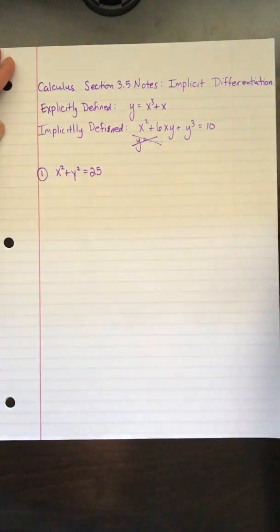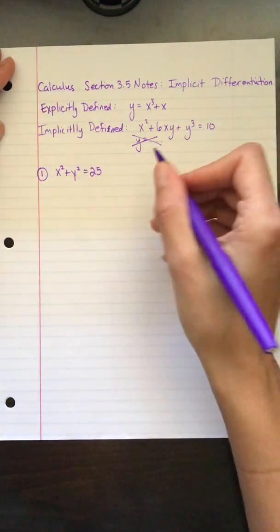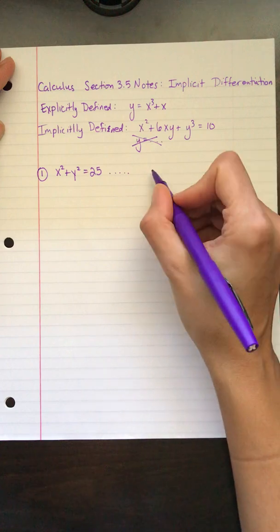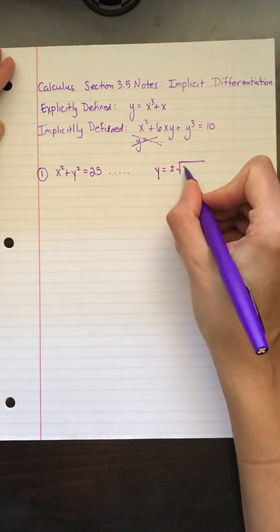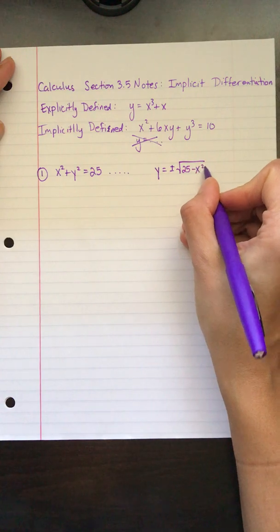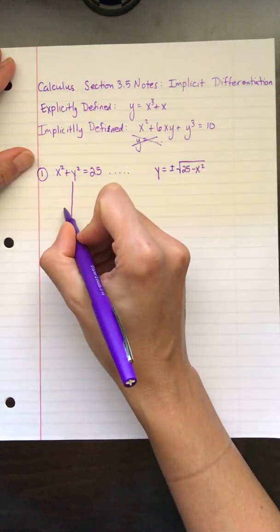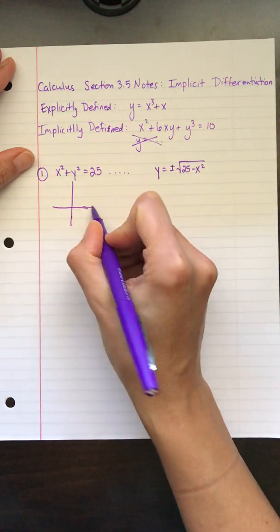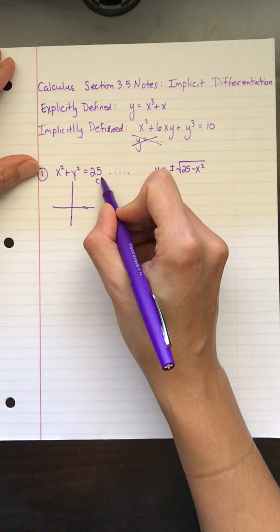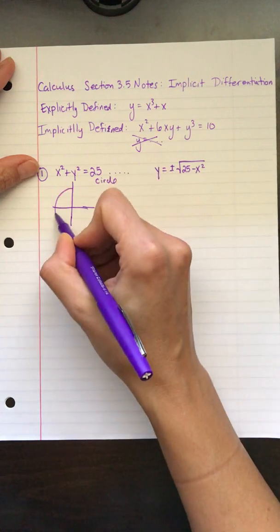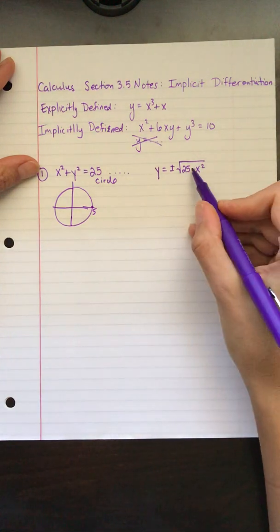Now this is not the most difficult problem to solve for y. You could totally solve for y and get y equals the square root of 25 minus x squared. And I think everyone knows that the graph of x squared plus y squared equals 25 is a circle. It looks like that with a radius of 5, right? What's the graph of this?